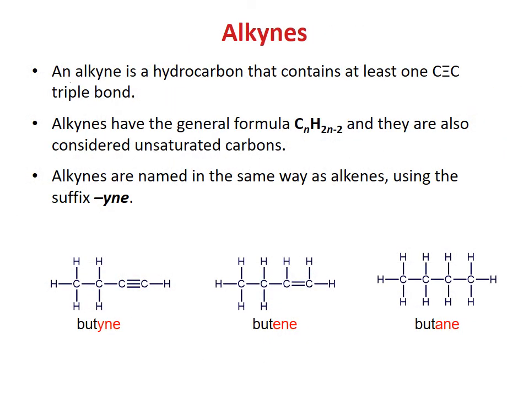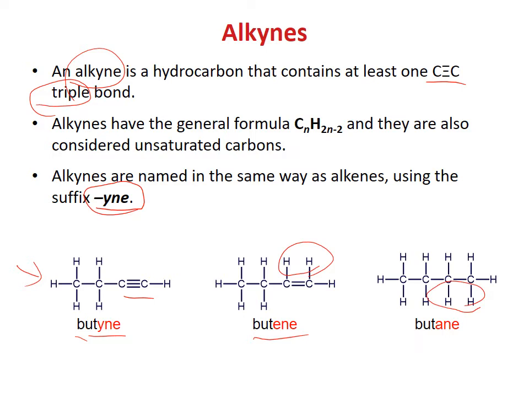An alkyne is a hydrocarbon that contains at least one carbon-carbon triple bond. The suffix is -yne. So this one has 4 carbons with a triple bond. It's called butyne. Compared with butene, it has 2 fewer hydrogens, and butene has 2 fewer hydrogens than butane.